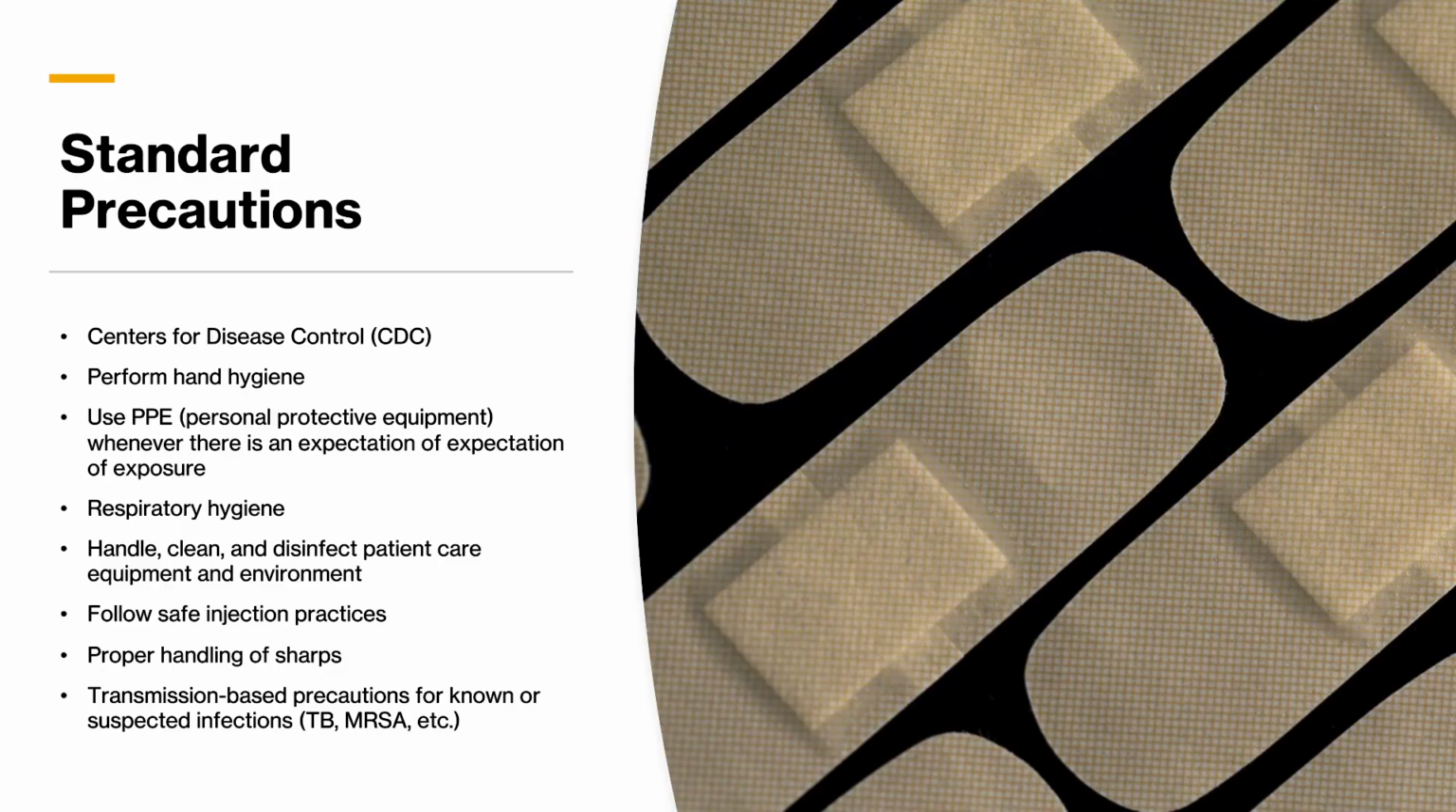Sometimes when a patient comes in, they're bleeding or there's some other bodily fluid, you want to make sure that you're using personal protective equipment like gloves, sometimes face shields depending on what's going on. That you're using respiratory hygiene, aka cough into your elbow or sneeze into your elbow. You're handling, cleaning, and disinfecting the patient care equipment and environment.